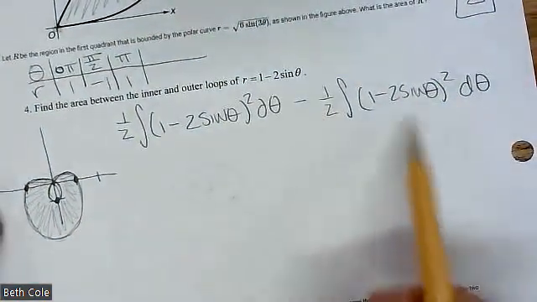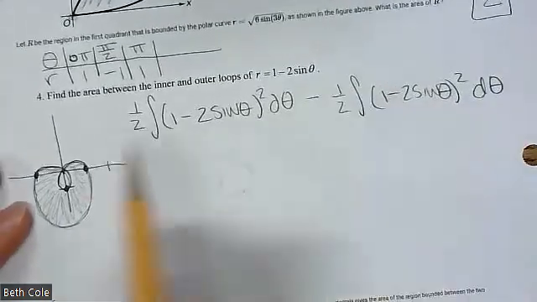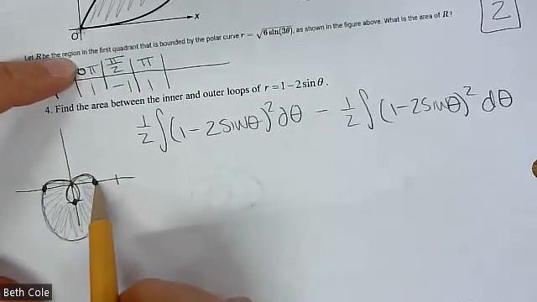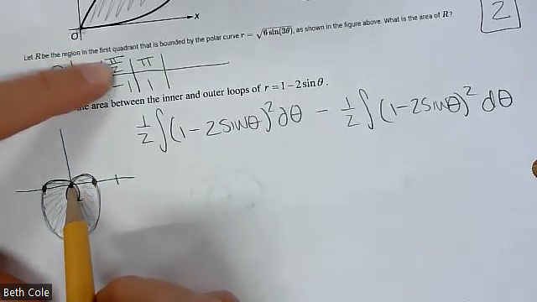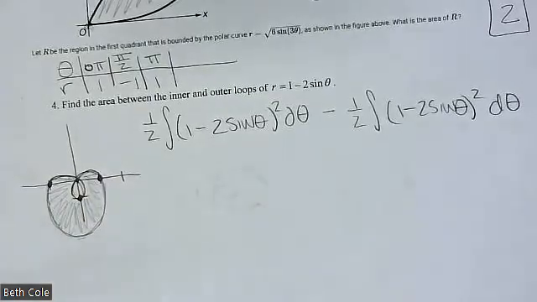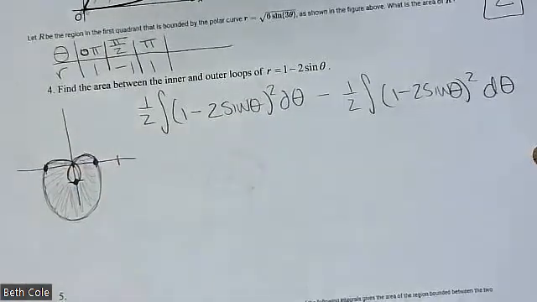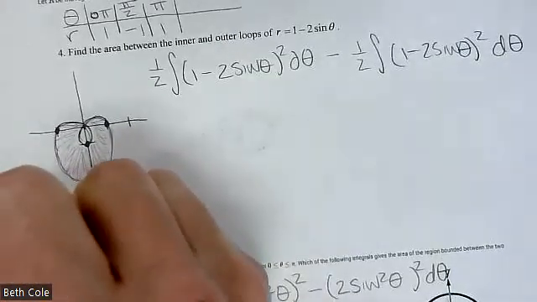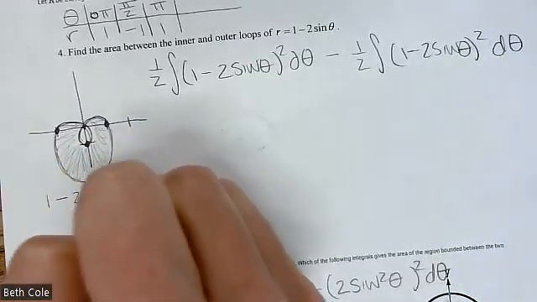Let's do the little loop first. That's going to be the one that we're subtracting out. We started here, that was at 0 pi. And then we went through the pole. I didn't figure out where that was. How could we figure out where this goes through the pole? Yeah, set r equal to 0. So it'll be 1 minus 2 sine theta equals 0.